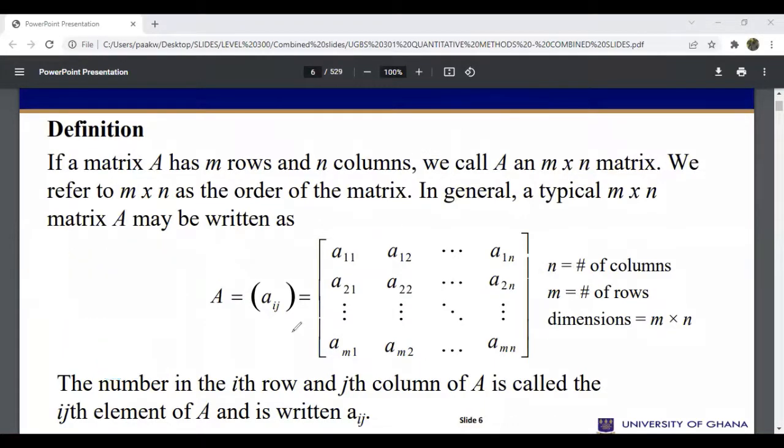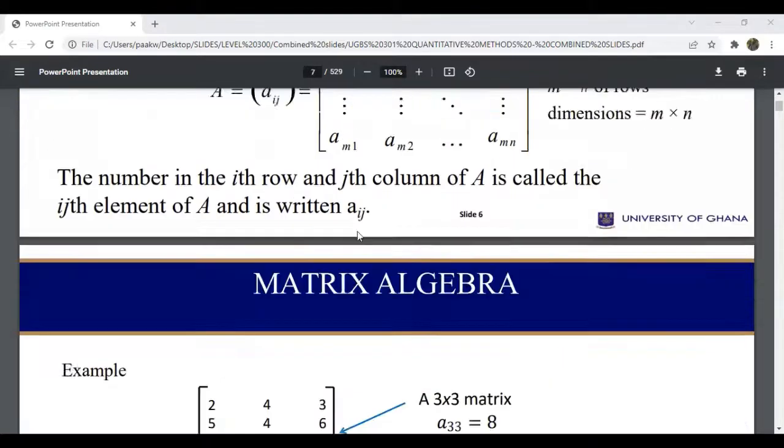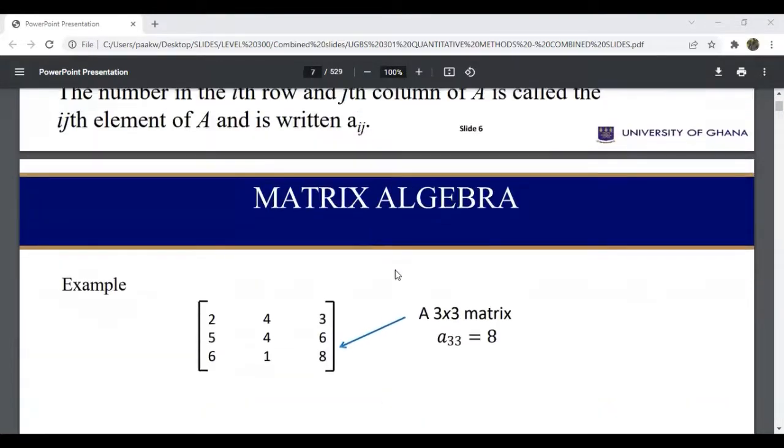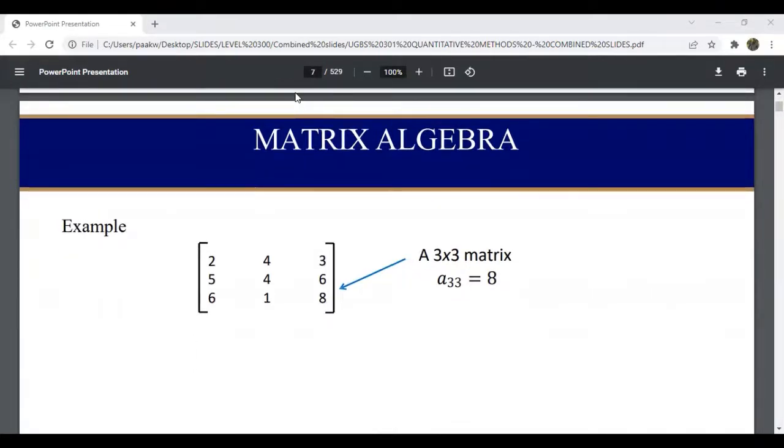Can you move on? Yeah. All right. Let's move on. So this one is a 3 by 3 matrix because the number of rows is 3, and the number of columns is 3.